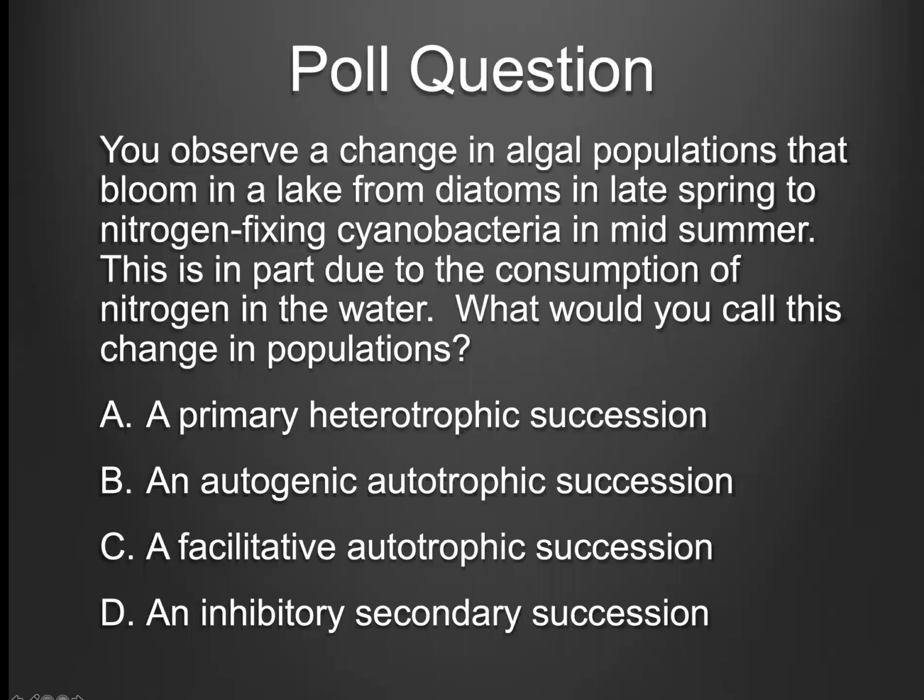So this is in part due to the consumption of nitrogen in the water. What kind of a succession would you call this? Would you call it a primary heterotrophic succession, an autogenic autotrophic succession, a facilitative autotrophic succession, or an inhibitory secondary succession?